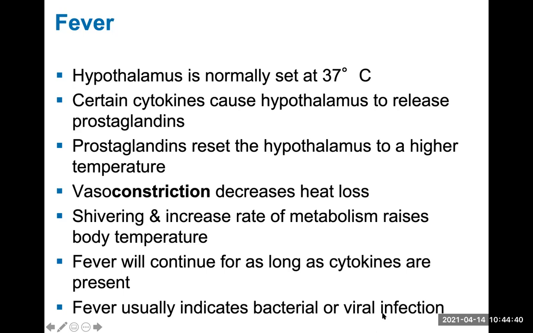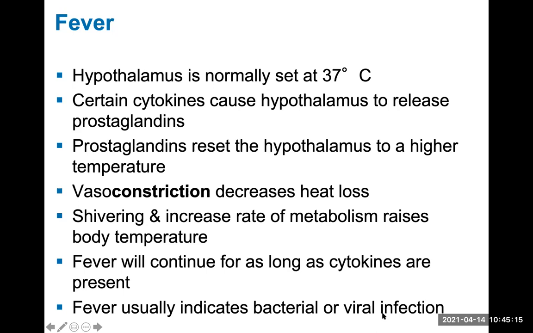So vasoconstriction will happen, bringing all the blood closer to the inside of the body and less blood flow to your extremities. This is to keep it warmer, right? Decrease the amount of heat that's lost. Shivering, right? Rapid shaking of your muscles is going to produce heat. Also, speeding up the rate of metabolism is going to produce more heat. And so that's how we get more heat in our body.